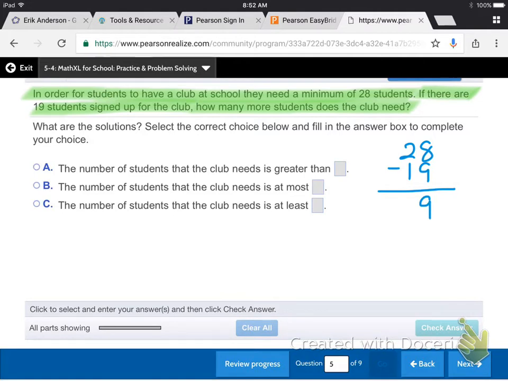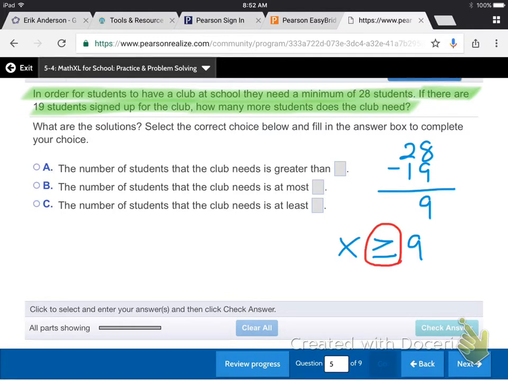But if they got more than 9 students, that would still be okay, right? But if they got 8 students, that still would not be enough. So we would say that the club needs, or X has to be greater than or equal to 9. Because if they get 9 students, they'll have enough. If they get 10, they'll have enough. If they get 11, they'll have enough. Okay? So now we're talking about how do we translate this symbol into words.